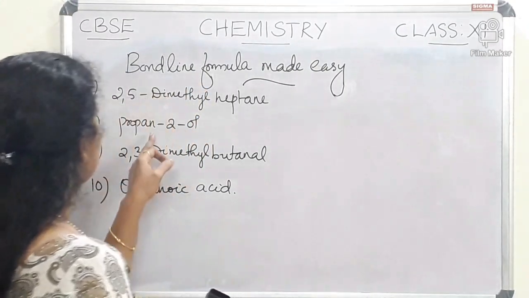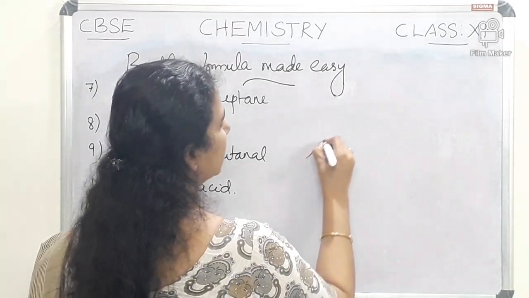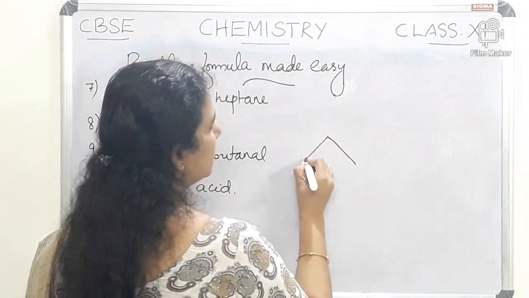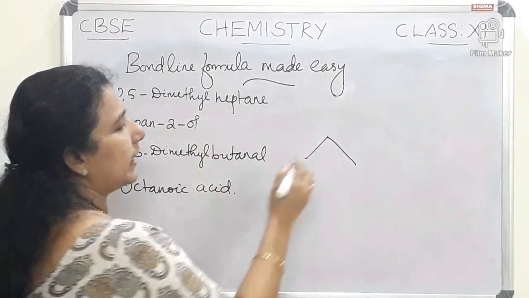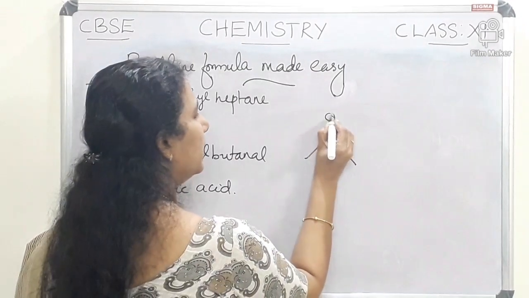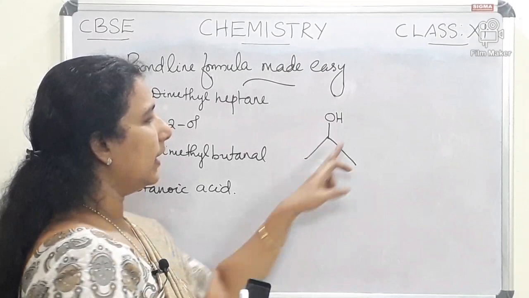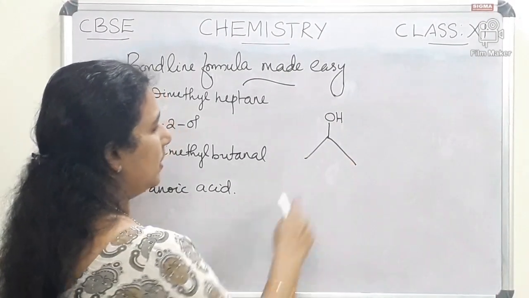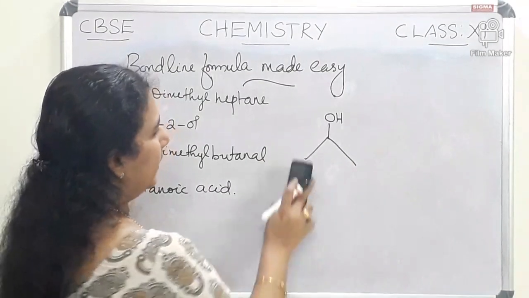So let's see the next compound, that is propan-2-ol. So 3 carbon atoms, 1, 2 and 3. So 2-ol means second position there is an OH group. So OH group should be shown. That means O is a heteroatom and hydrogen is attached to that heteroatom. So that should be shown. So this is the bond-line formula of propan-2-ol.